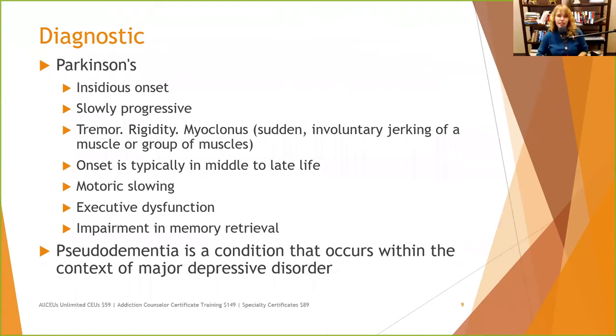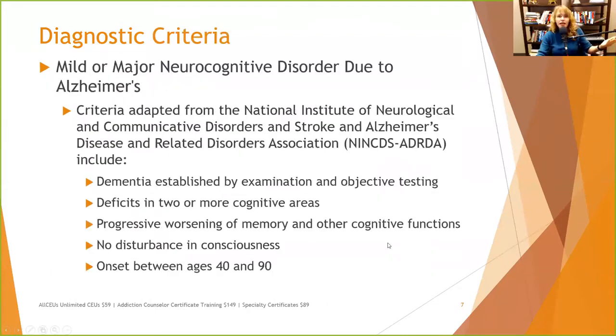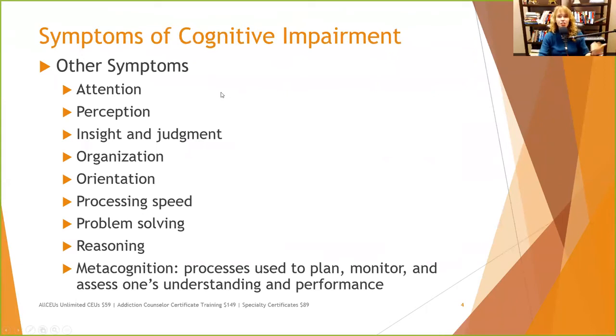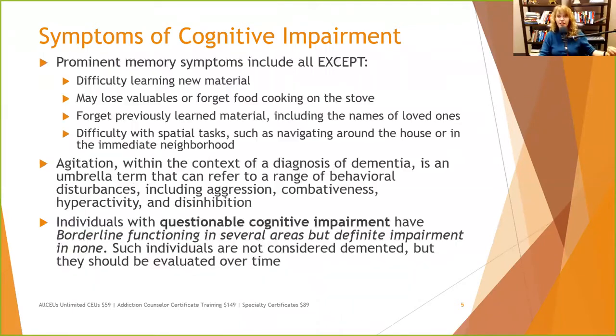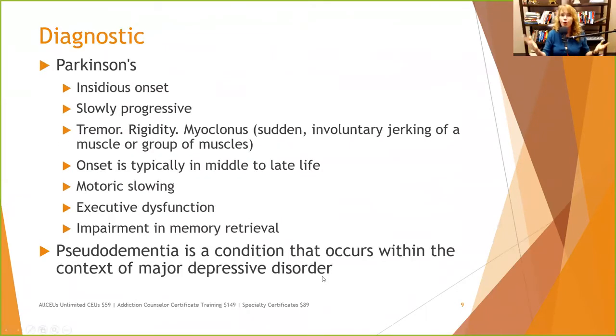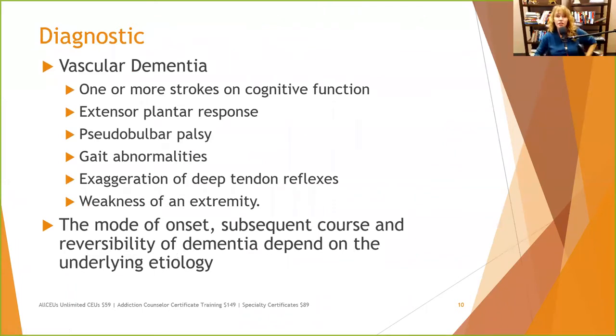Now, one thing that we don't talk about a lot is pseudodementia. It's a condition that occurs within the context of major depressive disorder. So if somebody is really, really depressed, hence major depressive disorder, it's not uncommon to see problems with attention, perception, insight and judgment, organization, orientation, problem solving, and processing speed. I would expect that in any adult that is experiencing a really major depressive episode. So we do want to be aware of that. And in the older population, among the American Psychiatric Association guideline, this is sometimes referred to as pseudodementia. So just be aware of that if you see it in a clinical record.